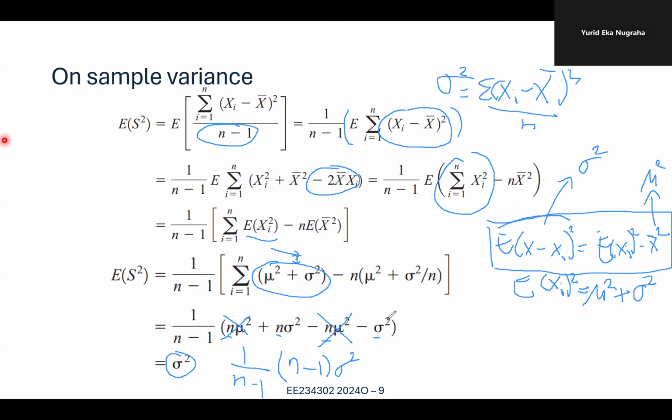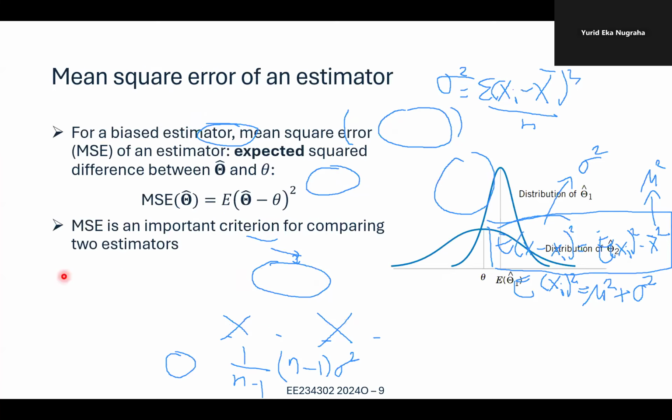This comes from the fact that there is a minus sigma square here from the expected value of x bar square. So that's how we obtain the unbiasedness of the sample variance. Okay, now on to the next slide.